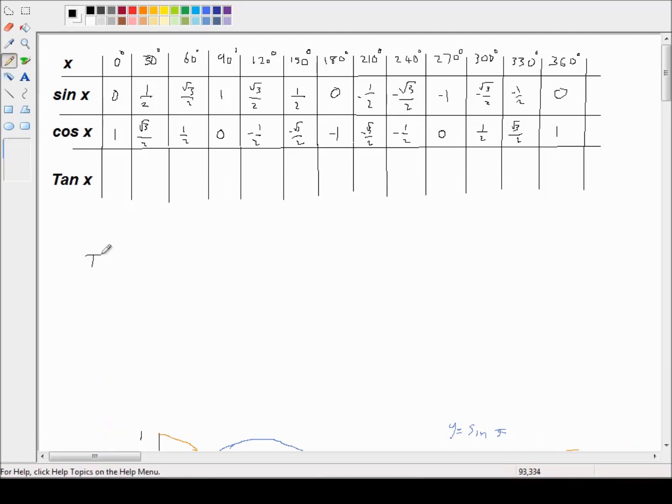Now we know that tan x, or the tangent of the angle, is just equal to sine x divided by the cosine of x. So all I have to do is divide the sine row by the cosine row, and that will give me the tan row. So we'll start off for 0 degrees, the sine of 0 degrees is 0 and the cosine of 0 degrees is 1. So the tangent is just sine over cosine, which is 0 over 1, which is 0.